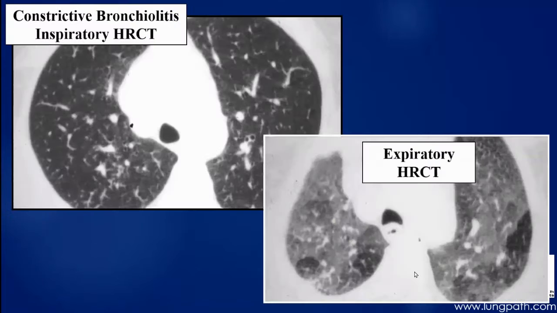Constrictive bronchiolitis produces this expiratory pattern of mosaic perfusion, as you see here, and again, the radiologist is helpful in finding that, and often they will ask for expiratory CT scans to highlight this abnormality because it may not be so obvious in the inspiratory CT scan shown on the left.